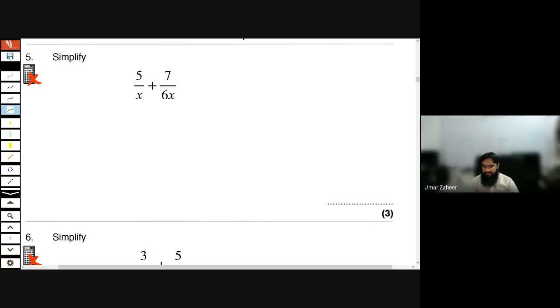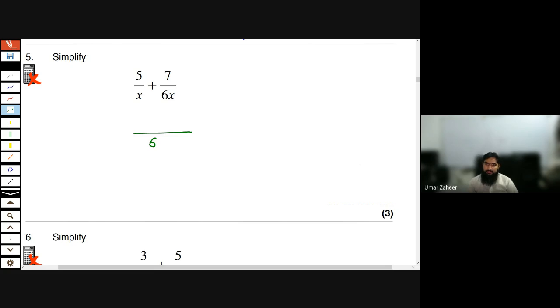In the next one, we have 5 over x plus 7 over 6x. In numbers, you have 6 and 1, so the LCM is 6. Do you remember that I told you that in LCM you have to take the highest power, and when you are going to find the HCF, you have to take the lowest power? Remember? Take the highest power for LCM, take the lowest power for HCF.